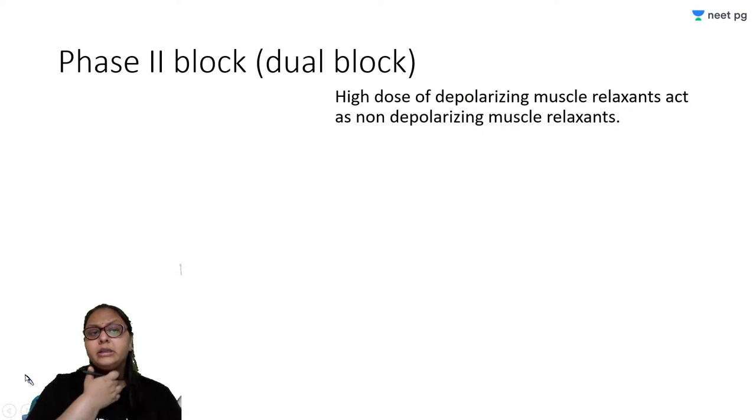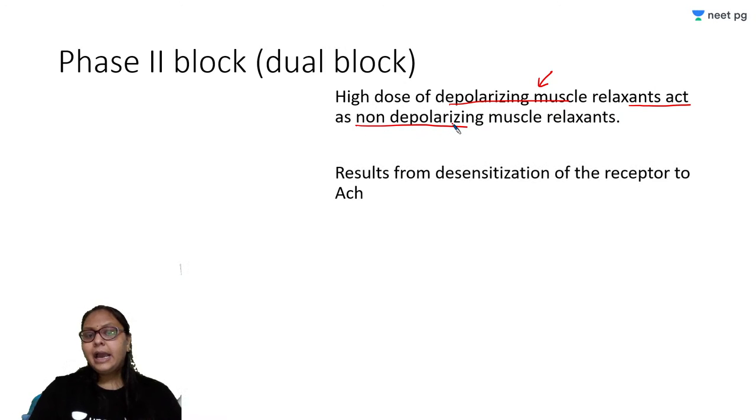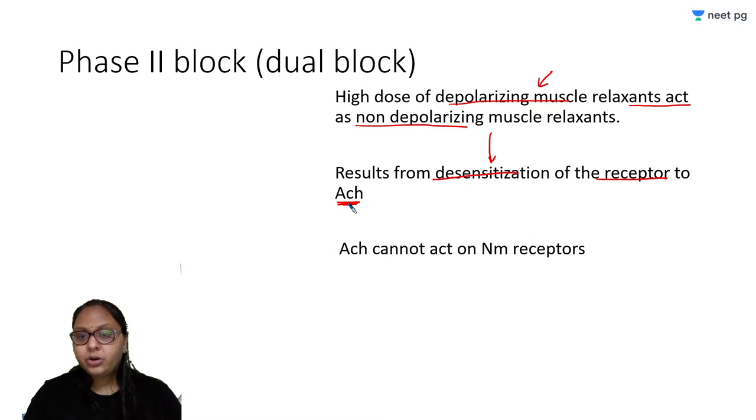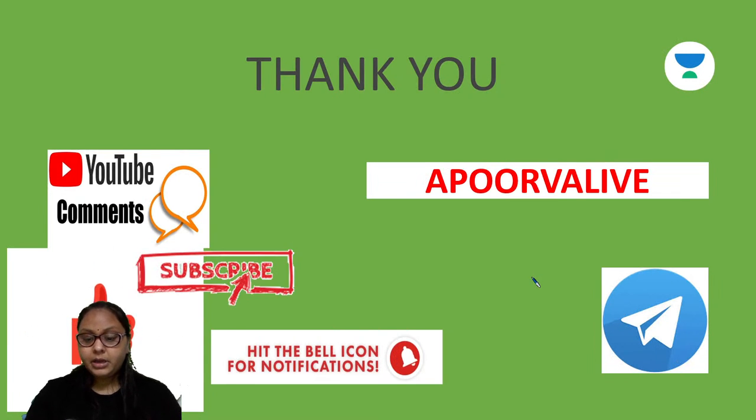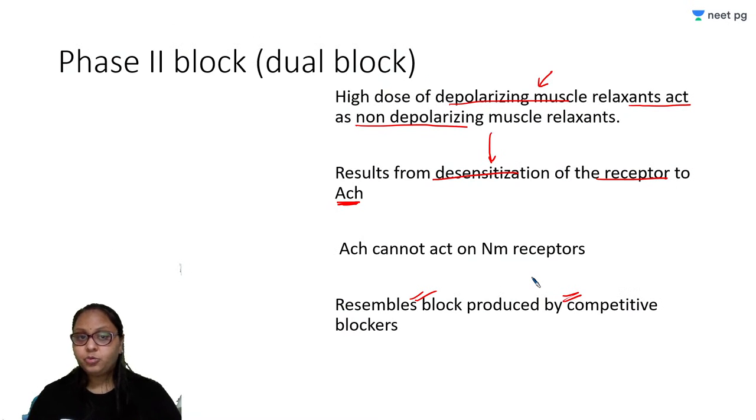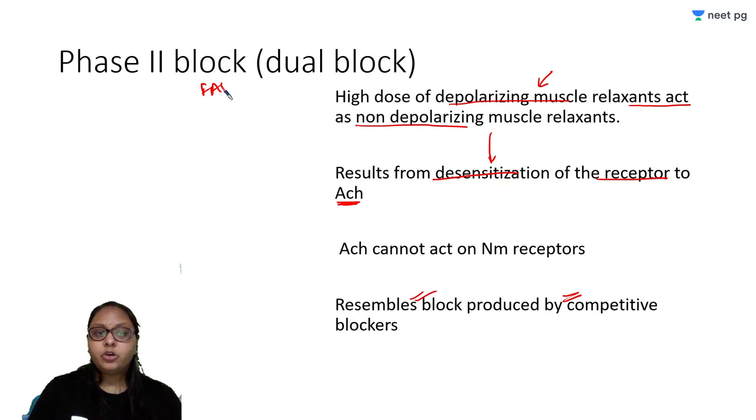Okay, so the phase 2 block happens when there is high dose of depolarizing muscle relaxant, that is the succinylcholine. It will start acting as a non-depolarizing muscle relaxant. And therefore, what will happen? There will be desensitization of the receptor to the acetylcholine, right? And the acetylcholine cannot act on the NM receptors. It resembles the block which is produced by the competitive blockers, that is NDMR. So that is phase 2 block, and therefore we see fade phenomena in this.